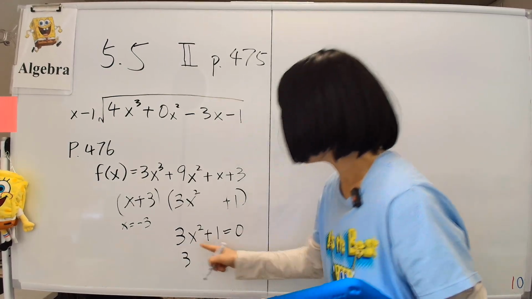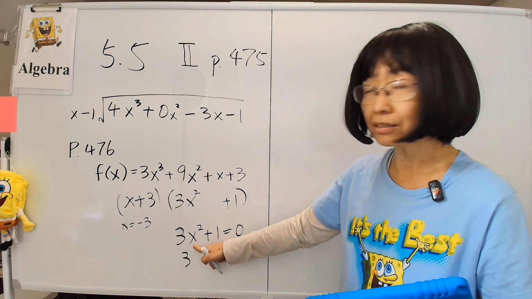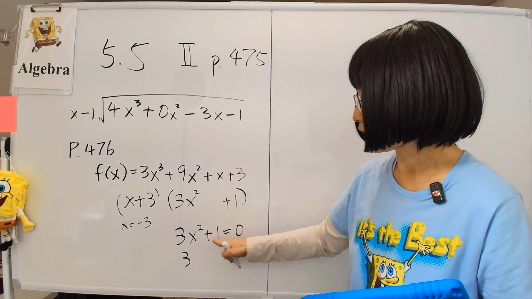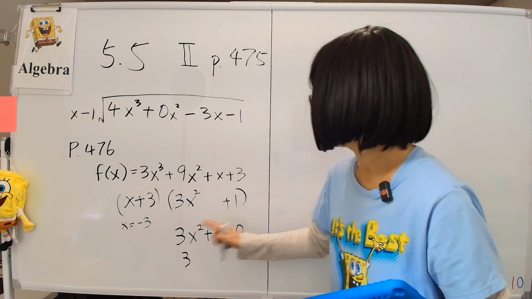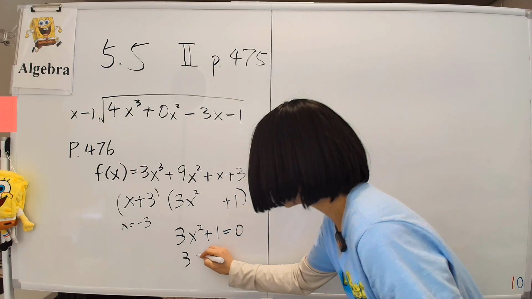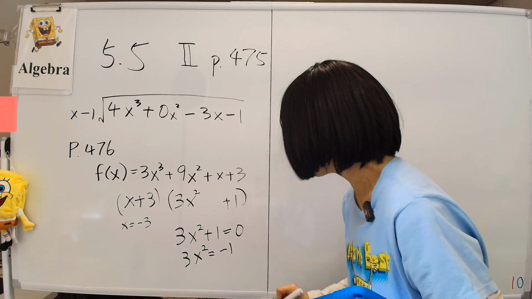Now, there is no real number for which this is possible, because any real number you plug in here is going to be bigger than 0, which means when it adds 1, it's bigger than 1. So it will never be 0. But complex numbers are a different story. So let's remember how this works. This 3x squared equals minus 1, right?